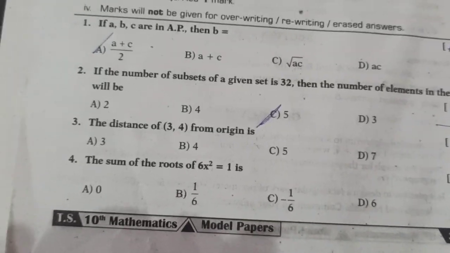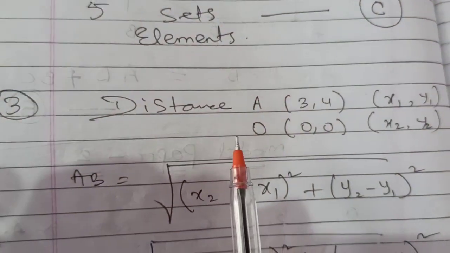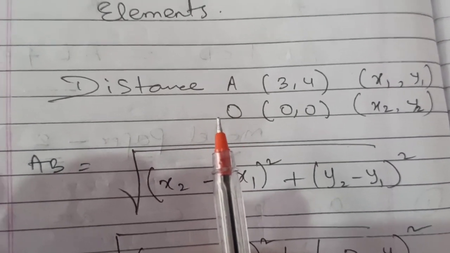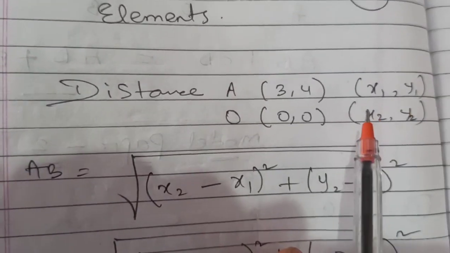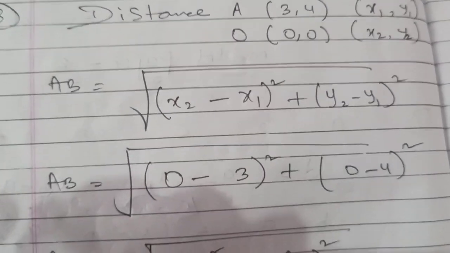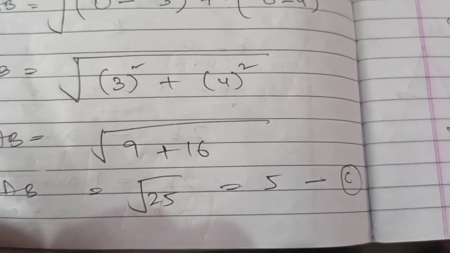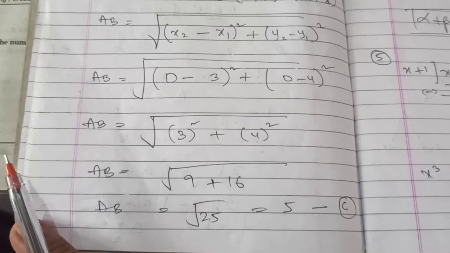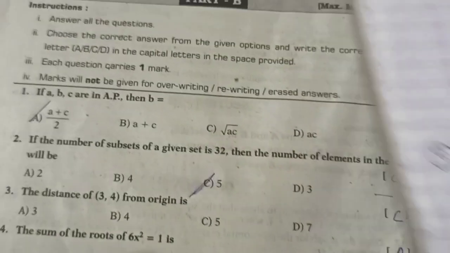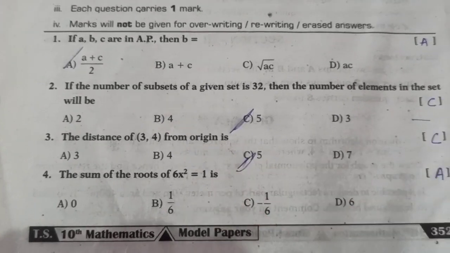Next, the distance of (3, 4) from origin is. We know that distance is what? (3, 4), and origin means (0, 0). x1, y1, x2, y2. This is the formula for distance. Okay, after substituting you will get the answer square root of 25, 5 into 5 is 25, so 5. Option C will be the answer. So here is what? Option C again.